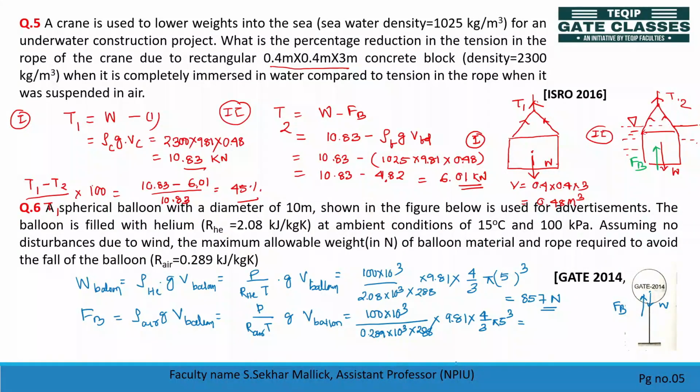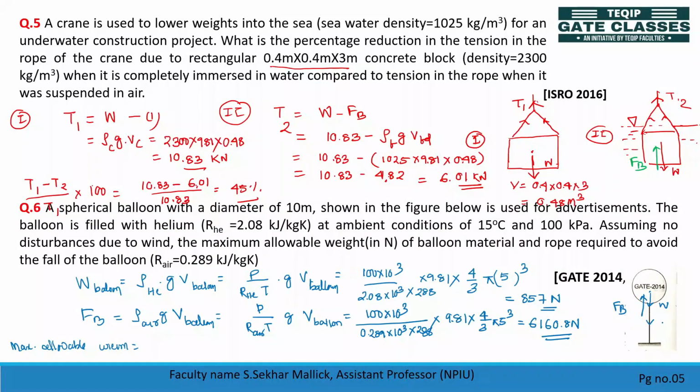Buoyant force is how much? Is it coming 6160.8 Newton? 6160.68 Newton. So buoyant force is very much greater than balloon weight. So how much weight you can add in the balloon? कितना balloon में weight add कर सकते हो? Difference of this, up to this you can allow. So maximum allowable weight.